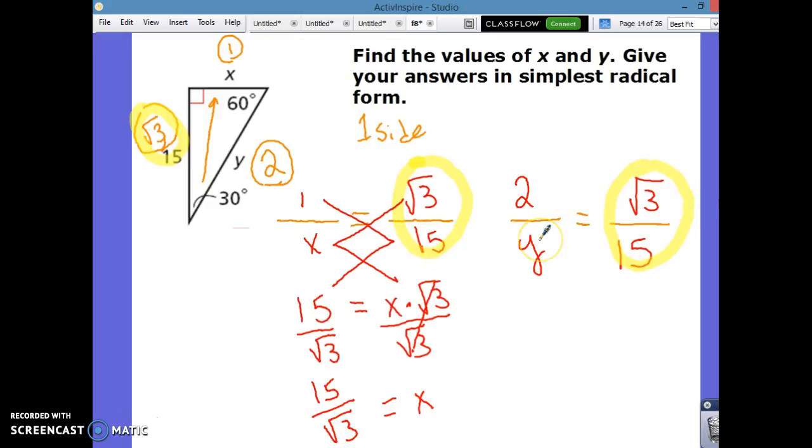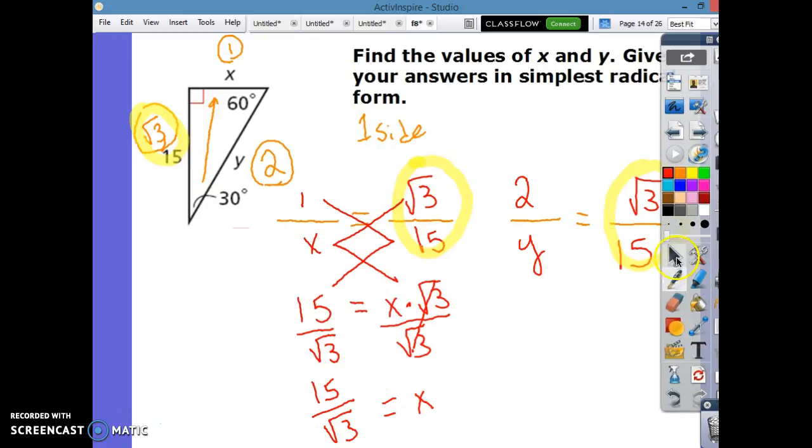Now some teachers may ask you to rationalize this. For our purposes right now, this is a very acceptable solution as long as it is simplified all the way. We cannot simplify 15 over the square root of 3 because, well, the 15 is outside of the square root, and the 3 is inside. So x just equals 15 divided by the square root of 3.